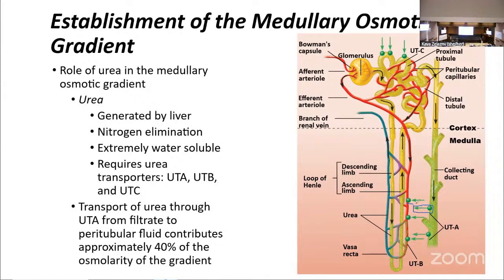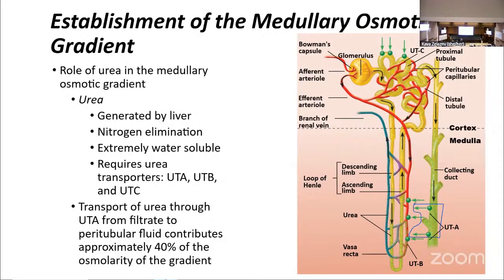We have some UTB transporters in the peritubular capillaries, in these blood vessels that are neighboring the loop of Henle. We can see some additional transporters even up here in our proximal tubule, these UTC ones. Okay, so we're going to focus on those UTA transporters from the collecting duct. Not all of the urea ends up in the urine. Some of it gets transported out in the collecting duct as we are approaching our final concentration of urine.